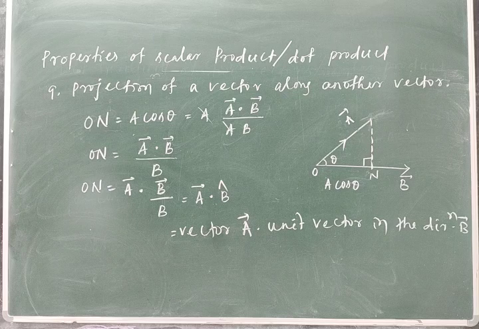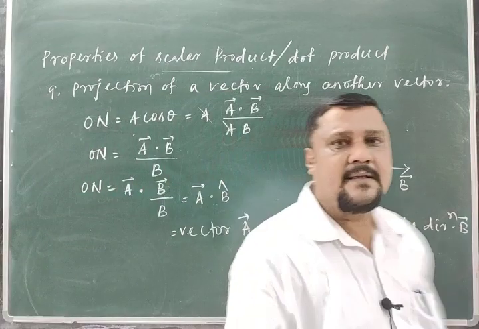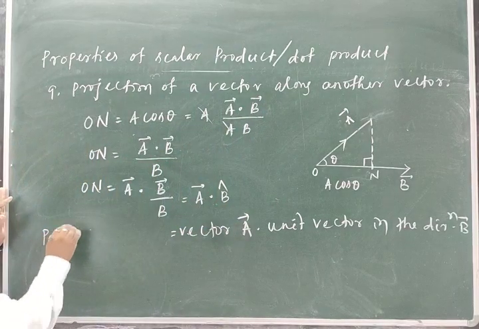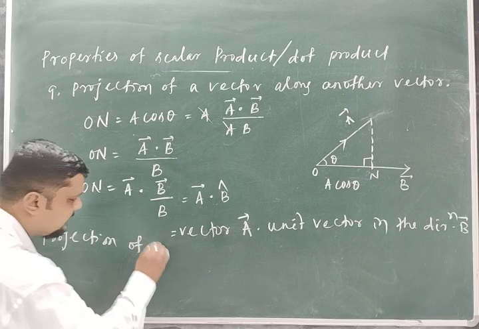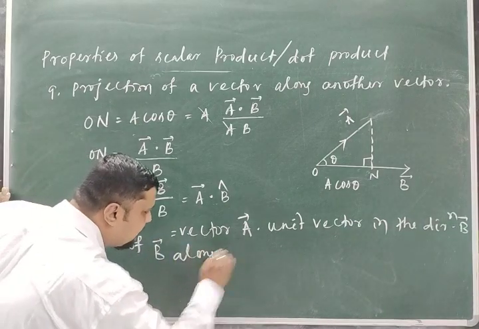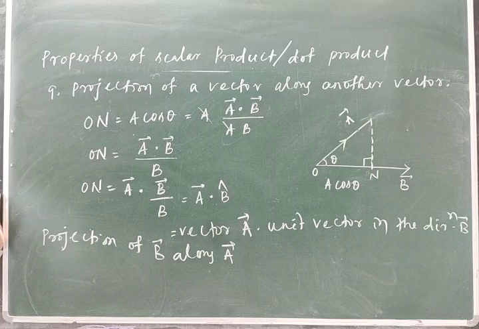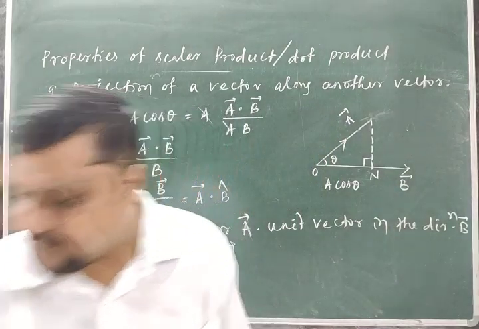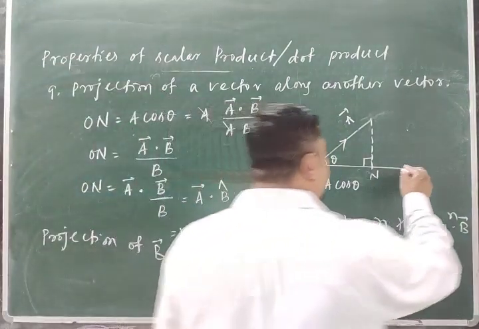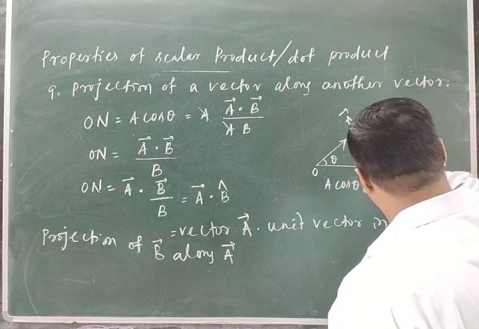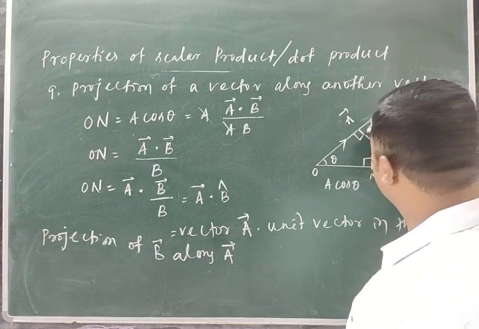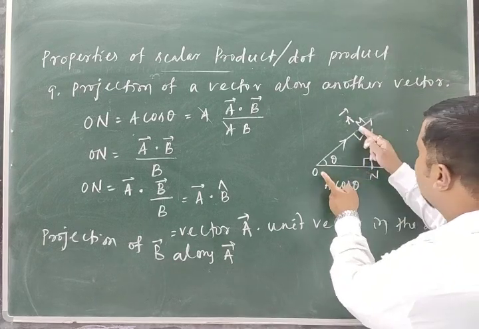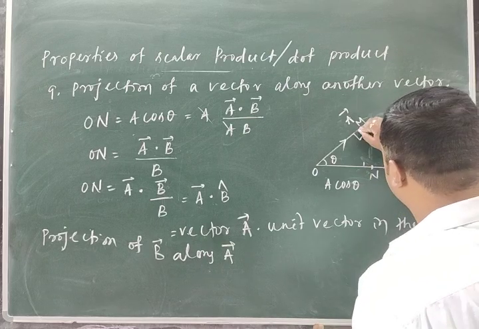Clear? Similarly, if I ask you, what is the projection of B along the direction of A? Reverse. Projection of B along A. Then what will you do? Now you draw a perpendicular from B upon A, like this. This is the perpendicular. Suppose this is M. What is OL? If B is the vector and this angle is theta, what is this OL?